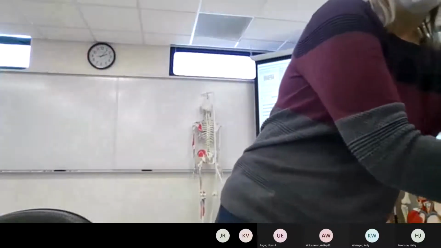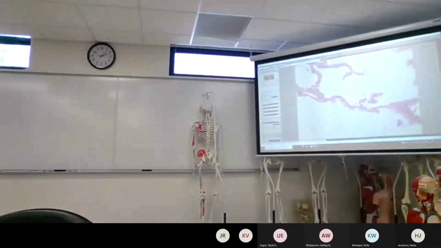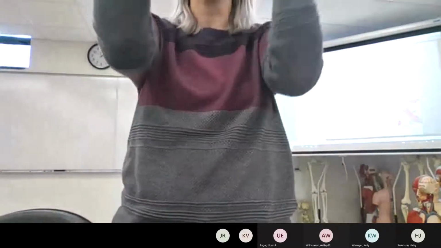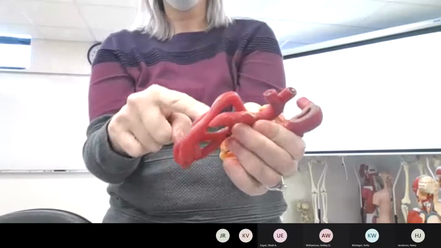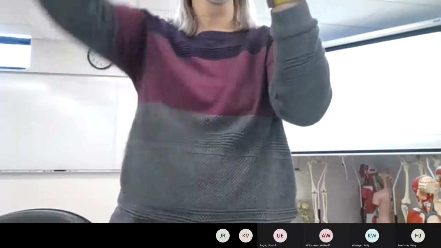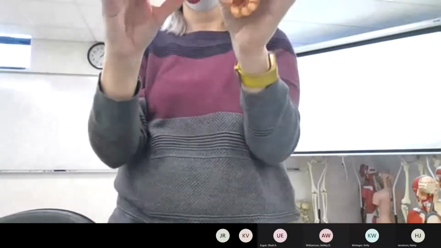In another model, this is again in the kidneys. These are our endothelial cells, and the model shows them creating this capillary bed, and shows them as flattened and kind of long, forming the blood vessel.